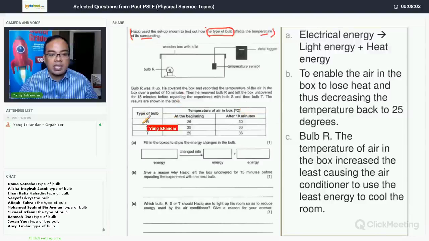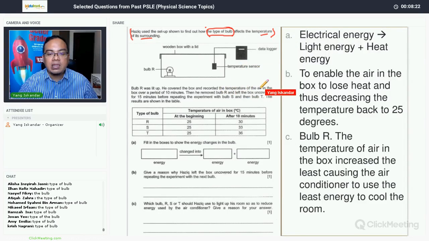If you take a look at the next part here, bulb R was lit up. He covered the box and recorded the temperature of the air in the box over a period of 10 minutes. You can see here, this is a data logger. He uses the temperature sensor to measure the temperature of the air in the box over a period of 10 minutes. So you see, 10 minutes is the fixed variable.